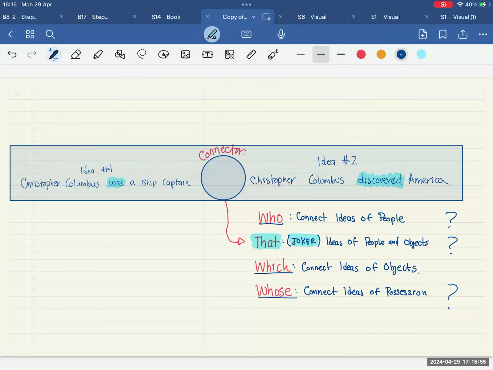Who? Who, right? So I'm going to put in here who as my connector because my idea number one, Christopher Columbus, person, Christopher Columbus, person, right? So in this case, I am going to eliminate the second subject. El segundo sujeto disappears.